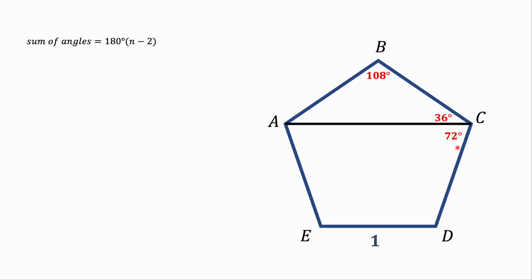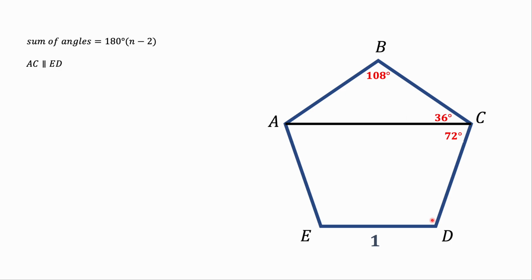Now notice that if we look at this angle of 72 degrees and the angle D right here, which is 108 degrees, together those two angles give us 180 degrees. Those two angles are what's called same side interior angles for AC and ED. And we know that same side interior angles sum to 180 degrees if and only if AC and ED are parallel to each other.